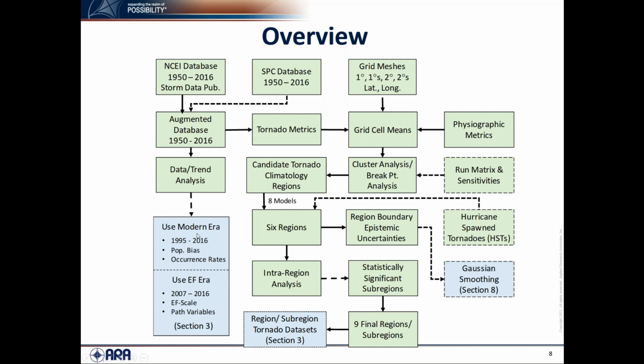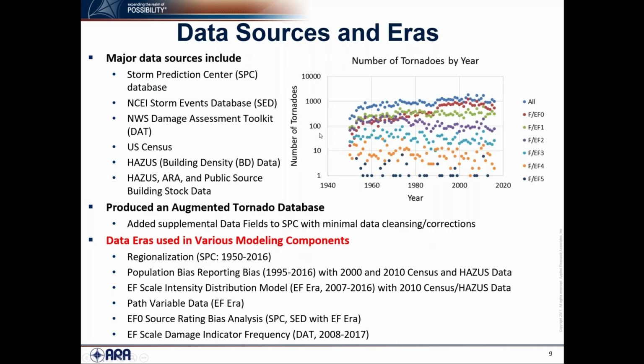For different parts of the analysis, we sometimes used different sub-data sets. Of course, the entire data set runs from 1950 through 2016. That's where we were in the project when we put a stop on ingesting new data. There are some parts of the analysis that use the whole data set. There are some parts where, based on the characteristics of what data is available, we use different eras, the modern era or the EF scale era, and I'll point those out along the way.